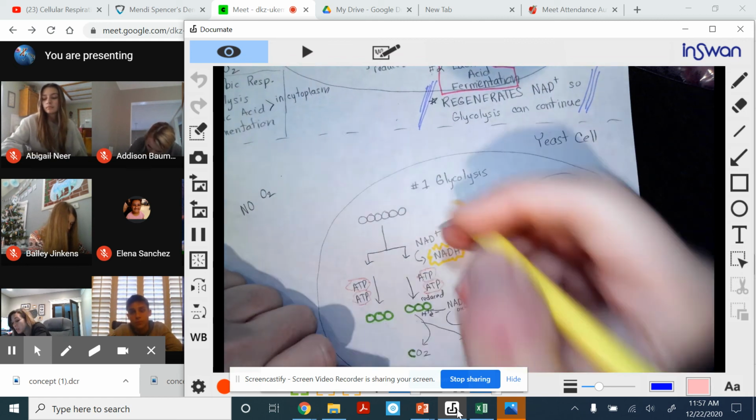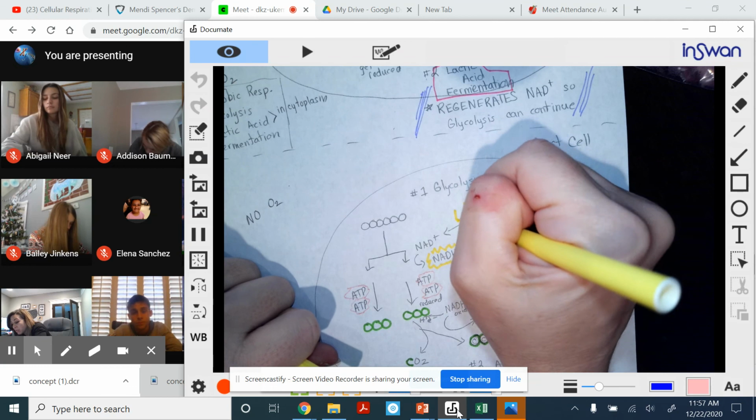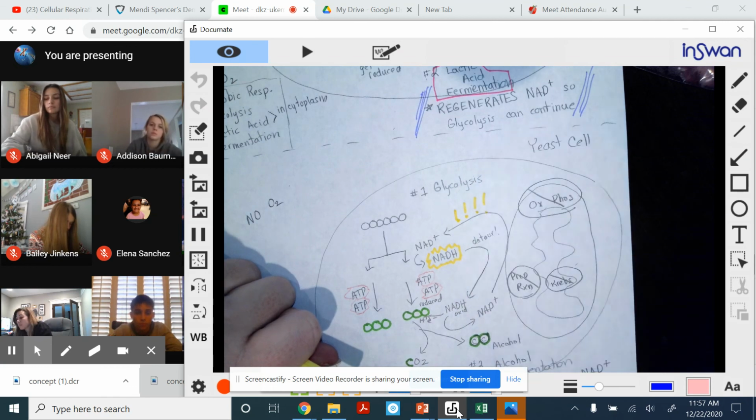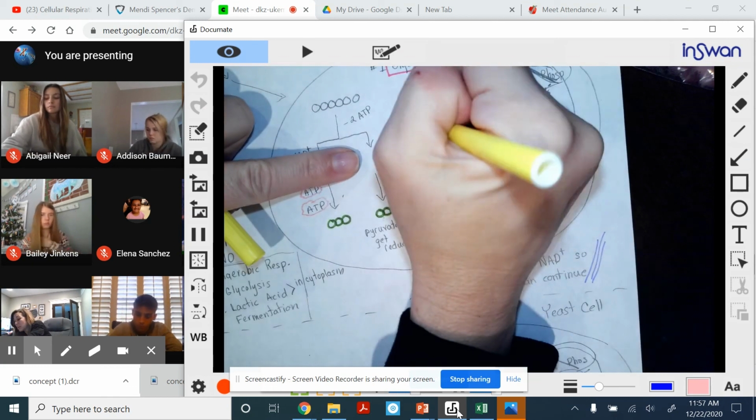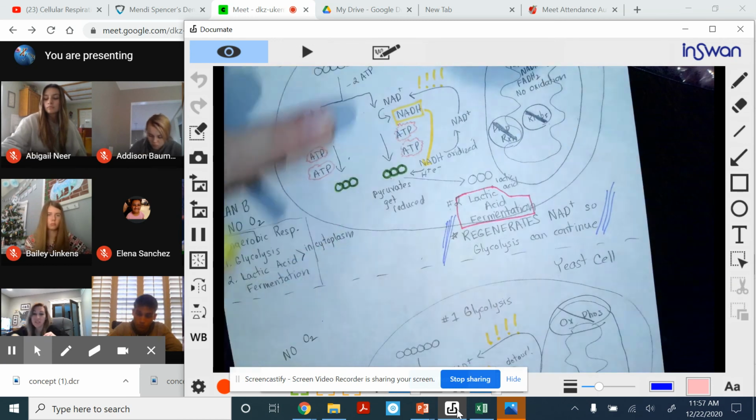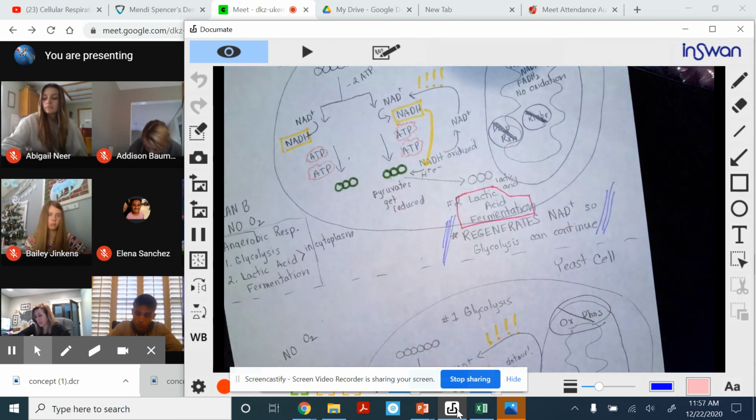And if I can say the most important thing that you have to know, it is this about what is the purpose of the fermentation step? To make NAD plus, or regenerate the NAD plus, so glycolysis can give a cell at least 4 ATP. Ta-da. Okay.